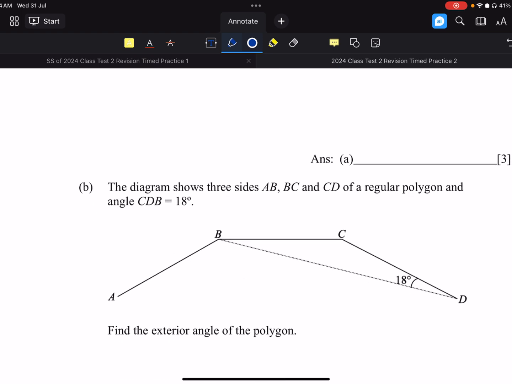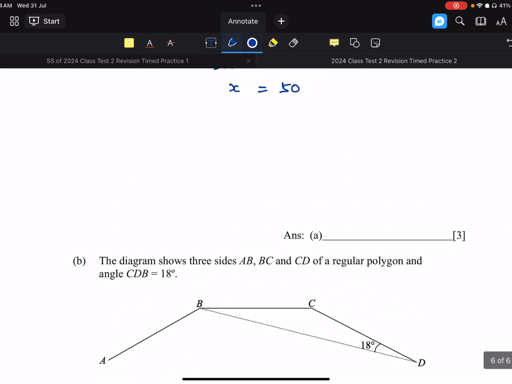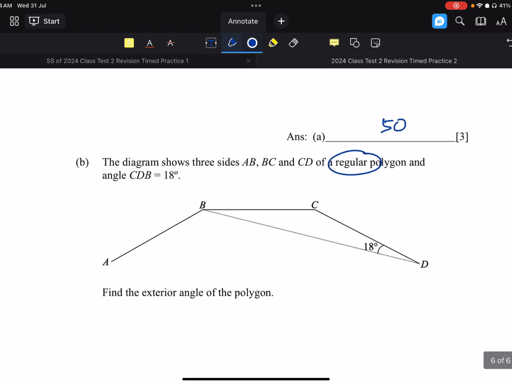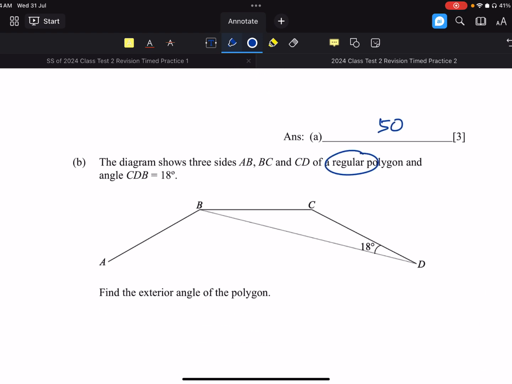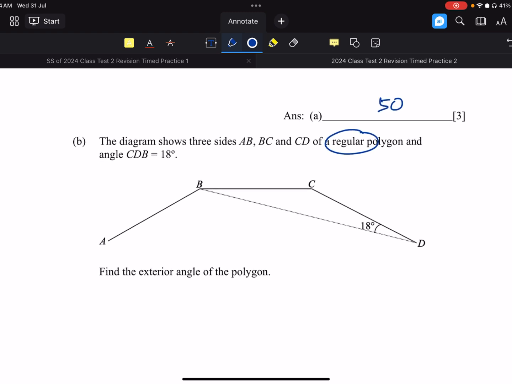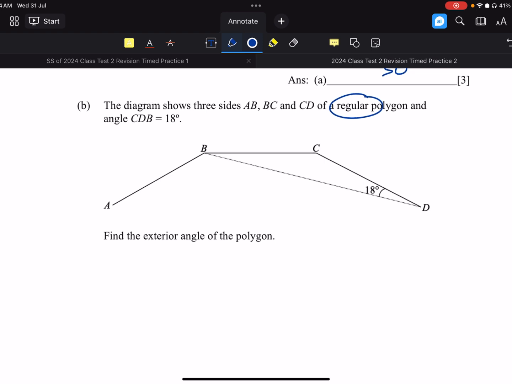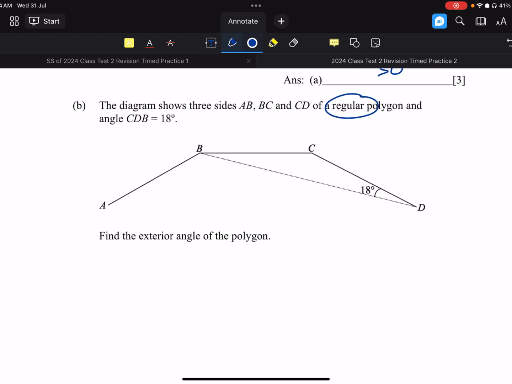Now, part B. Part B, it says that, let me just write down 50 here first. Part B, it says that this is regular. That means all the interior angles are the same and all the lengths are the same, right? So, one of the angles is given to us as 18 degrees. That's one of the angles inside, right? Find the exterior angle. So what's the exterior angle?